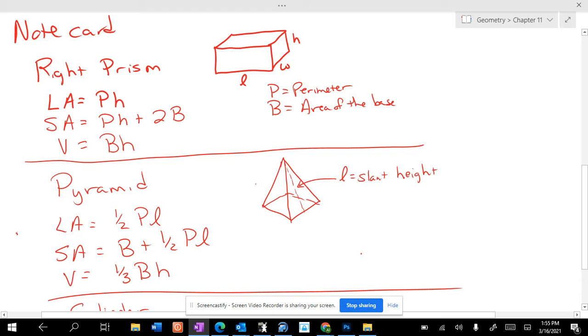The surface area of a prism is the lateral area, the perimeter of the base times the height, plus 2 times the area of the base. Capital B is the area of the base. So make sure you get all those little notes down too. And the volume of a right prism is the area of the base times the height. Now, we're not going to do all of this today, but this is just good stuff for the note card.